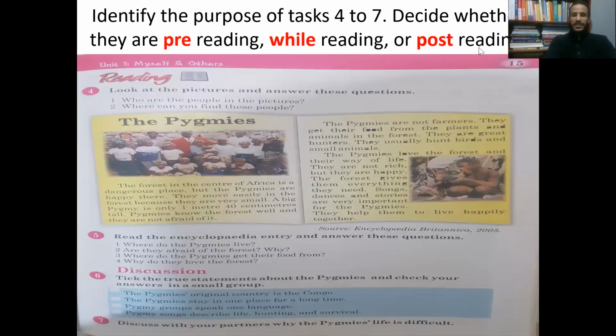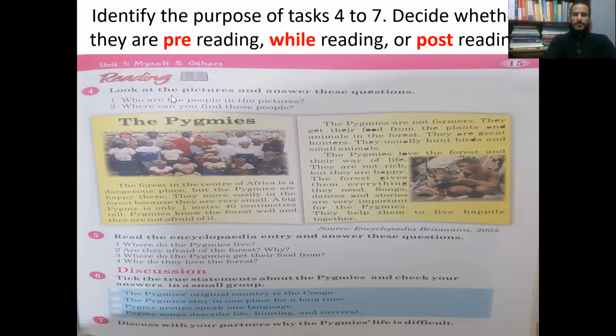Now let's practice. Look here. This is a Moroccan textbook. Decide the purpose of tasks 4, 5, 6, and 7. Then decide whether they are pre-reading, while reading, or post-reading. So let's start with the stages.